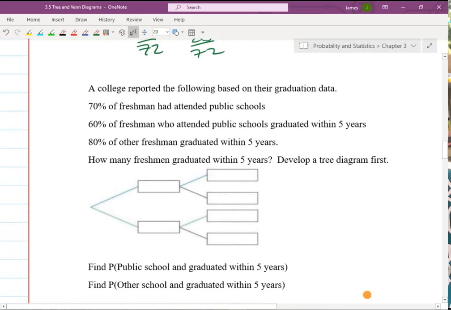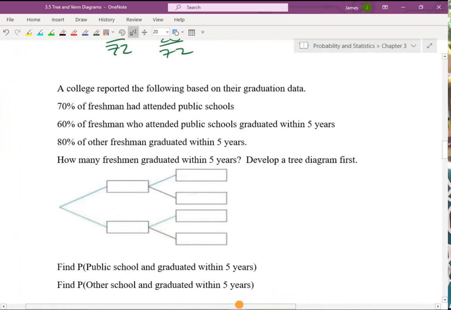Let's do this example. It says a college reported the following based on their graduation data. 70% of freshmen had attended public schools. 60% of freshmen who attended public schools graduated within 5 years. 80% of other freshmen graduated within 5 years. How many freshmen graduate within 5 years? Develop a tree diagram first.